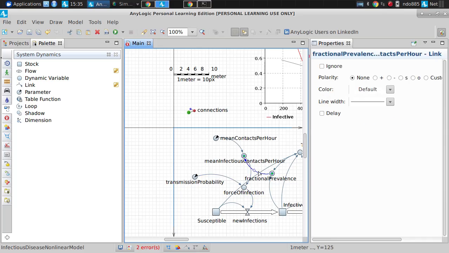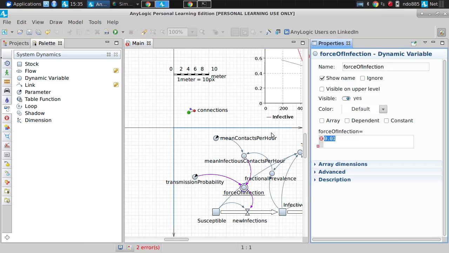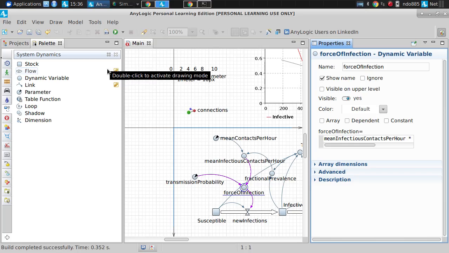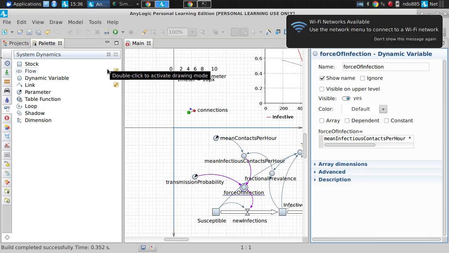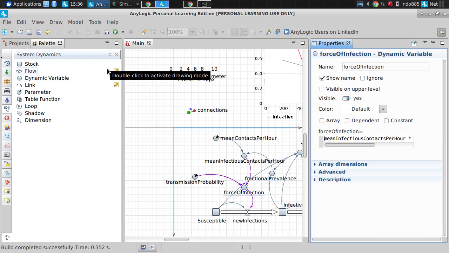So ladies and gentlemen, the force of infection here is going to be mean infectious contacts per hour times transmission probability. So that is an approximation. Can anyone say why that's an approximation? Suppose each of your contacts with an infective has a 1% chance of transmitting it to you, and you have 5 contacts on average per hour. Why do I say it's an approximation to say that's 5%? 5 times 0.01.